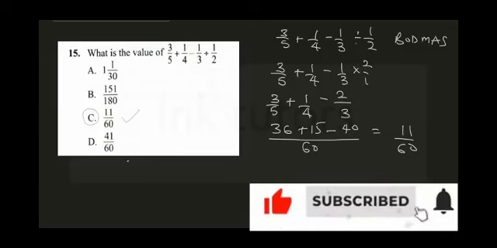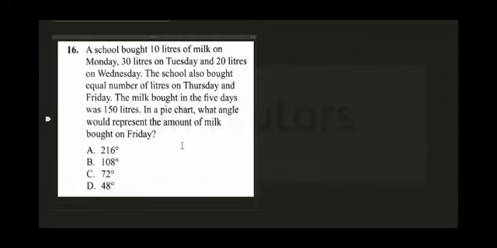So the next question says, a school bought 10 liters of milk on Monday, 30 liters on Tuesday, and 20 liters on Wednesday. The school also bought equal numbers of liters on Thursday and Friday. The milk bought in the 5 days was 150 liters. In a pie chart, what angle would represent the amount of milk bought on Friday? Now, all you need to do is to prepare a table.